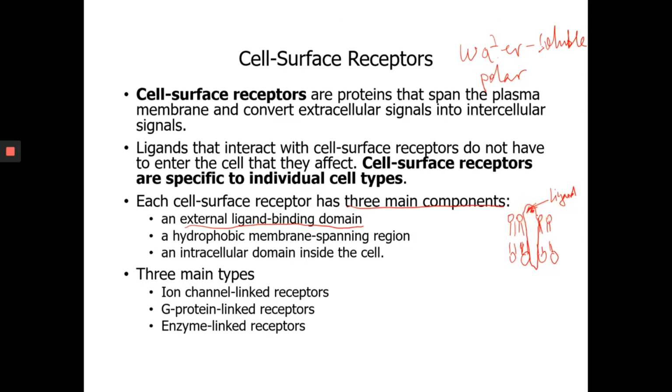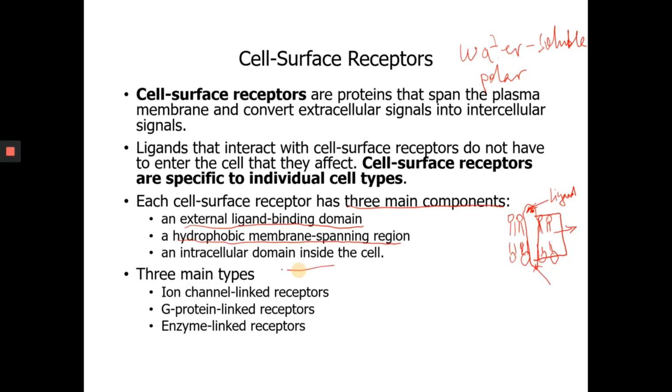From here to here is the part inside the membrane that spans through it, the hydrophobic membrane spanning region. This area of the receptor is very hydrophobic because it has to come into contact with the fatty acid tails of the phospholipids. And the last area is the intracellular domain on the interior of the cell. Those are the three components.